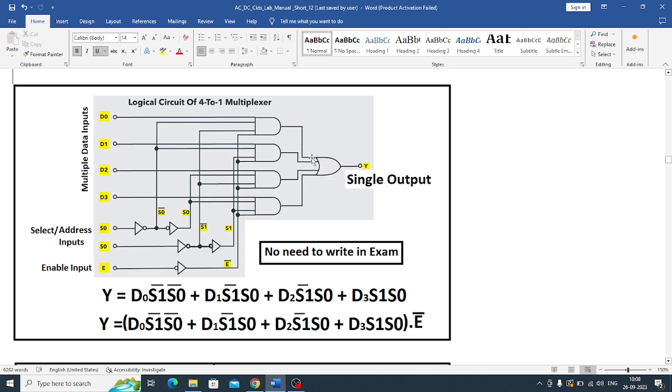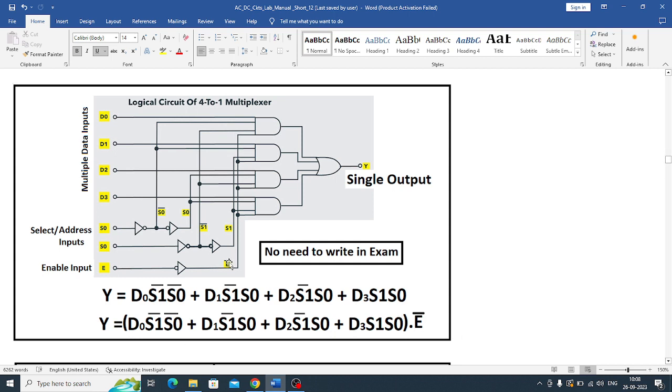Now all these are given to the OR gate. So that AND gate's output will come to the OR gate output. This is the equation. For D0 it is S1 bar S0 bar. For D1, the output will be the AND of all these three things, ORed. So OR of ANDs.